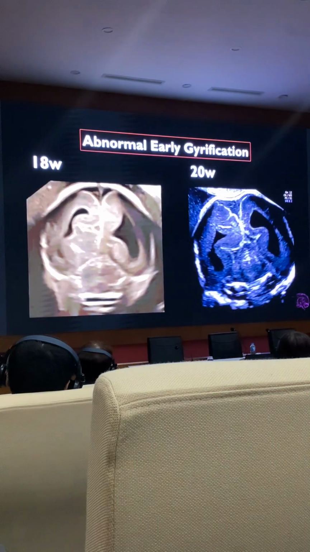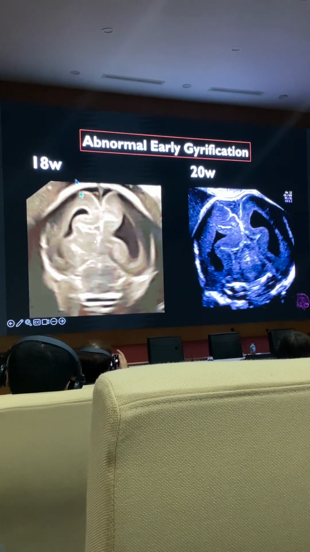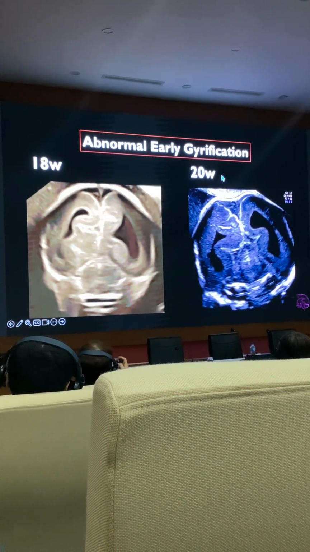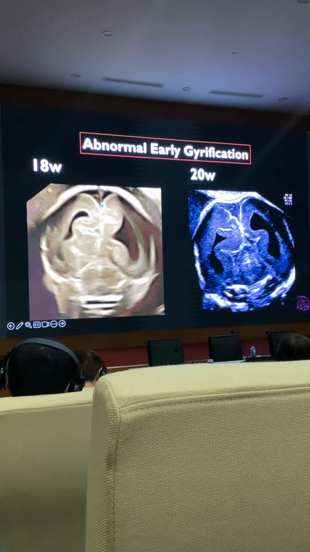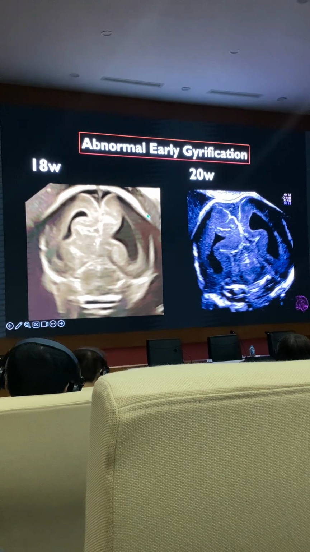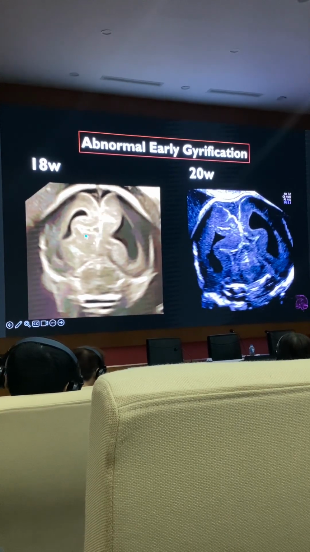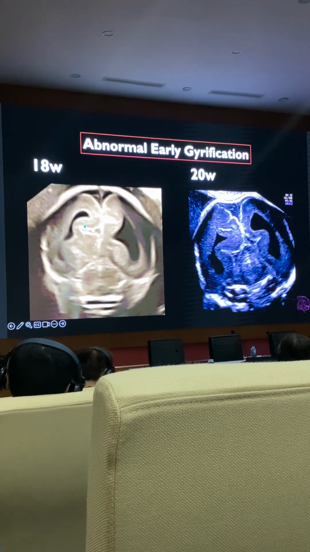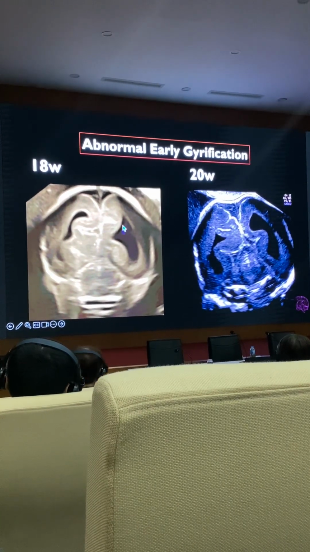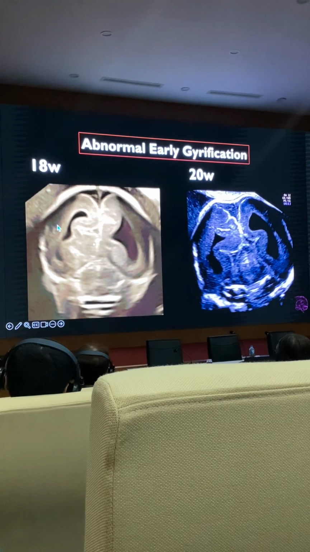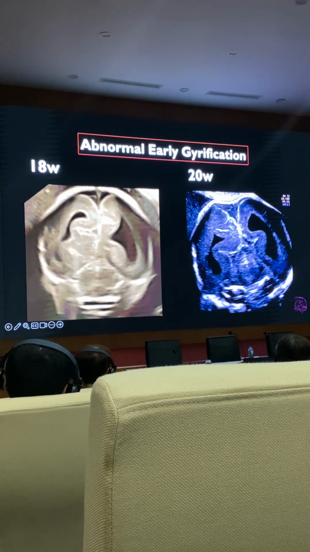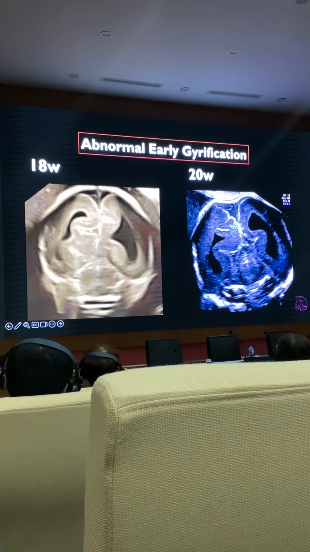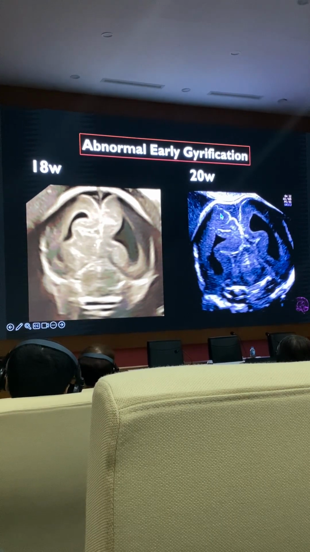And then this one, abnormal gyrification. At 20 weeks of gestation, usually it is very flat with no gyration yet. However, here you can see a very abnormal, very deep sulcus. Also this is a very asymmetrical structure. And 2 weeks later, you can see here many gyral and sulcal formations.